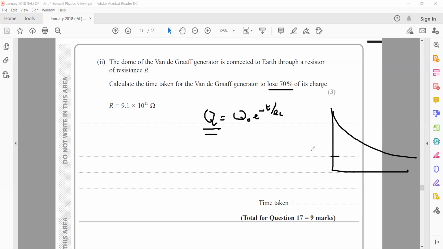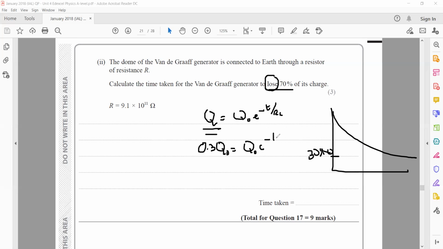If 70% is discharged, so 30% is left on it. So that's why I'll not substitute 0.7. I thought it was written that the charge is when the charge is 70%, but this word is important because it lose 70%. So how much charge is left? 30% is left. If it lose 70%, so the charge left is 0.3 Q naught.